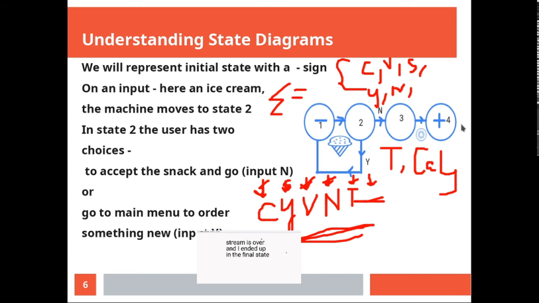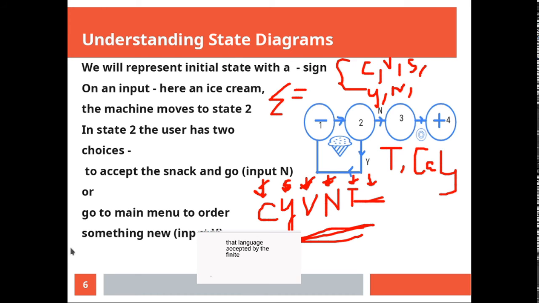So for a finite automata given a string, if on completion of the string you land up in your final or halt state, you say that this string is accepted by the finite automata, and this string becomes a word in the language accepted by the finite automata.